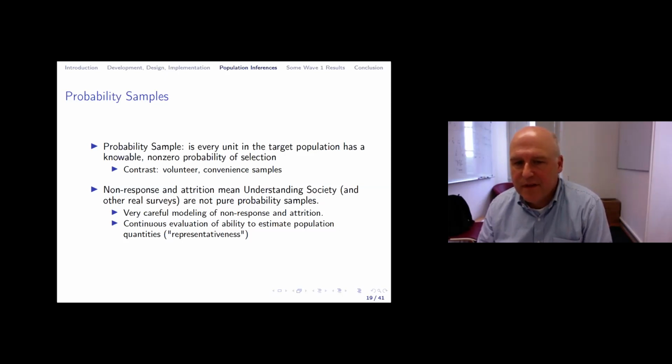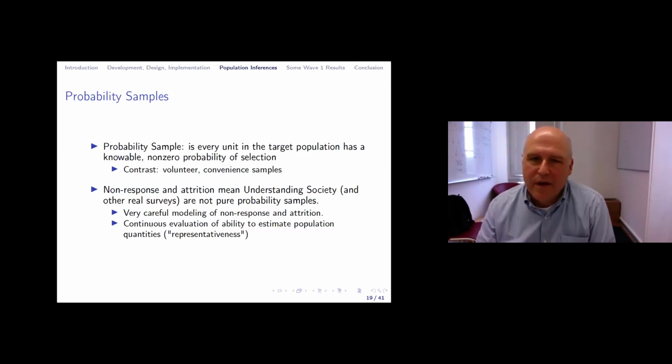But what we do, and I again mention Peter Lynn and his team, is very carefully model non-response and attrition. And we continuously evaluate our ability to estimate the population quantities. So for example, our cross-sectional income data is continuously compared to the FRS, and we compare our data to official statistics wherever possible. And we're very confident that we continue to represent the UK population over time.